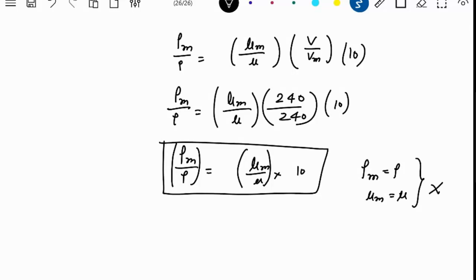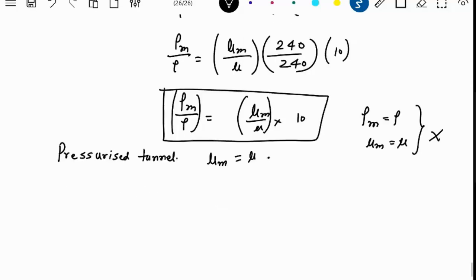So now what can we do? We can do one thing. We can use the same fluid. In that case, mu m by mu is the same, but we can change the pressure. This means we can use a pressurized tunnel. In that case, viscosity will be the same because we are using the same fluid, in this case air, but the density will change. So I will have rho m divided by rho is equals to 10.